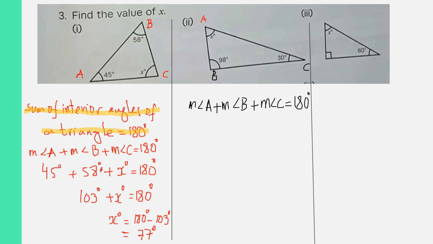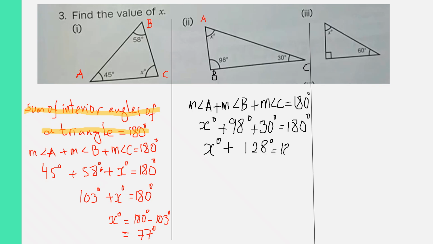Now in this case I have A as x degrees, measure angle B is 98 degrees, measure angle C is 30 degrees, is equal to 180 degrees. Now adding these two will give me 128 degrees, and that is equal to 180 degrees. Again I have to subtract 128 from 180 degrees, and what I will get, 180 minus 128 will give me 52 degrees.